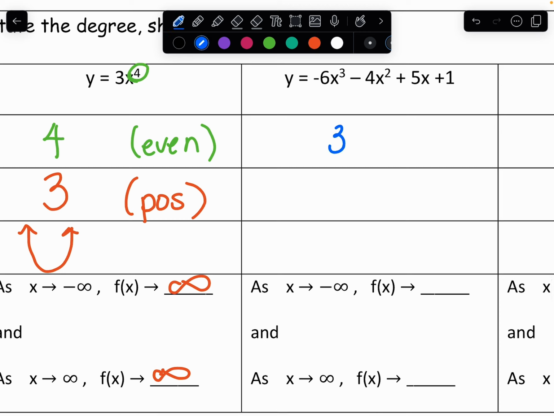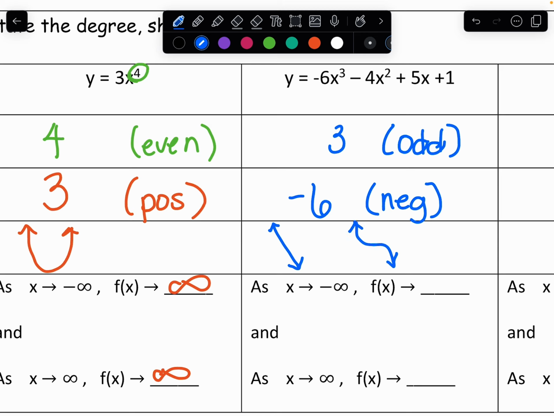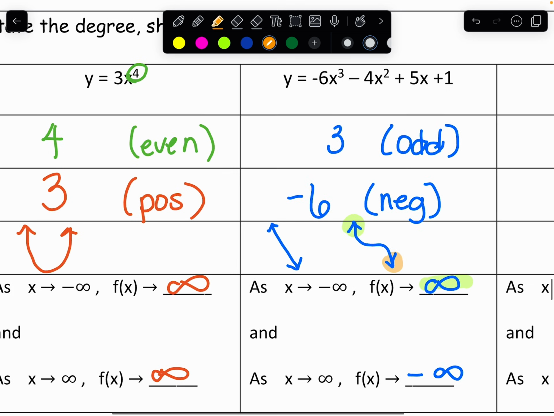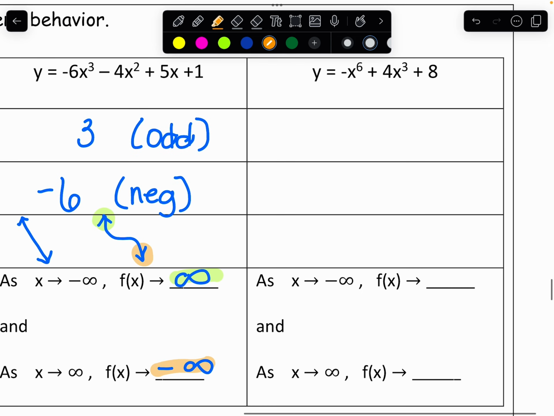Our next problem. Our degree is 3, which is odd. Our lead coefficient is -6, so it's negative. What it means is it's going to be going down, and it's going to look like this. It will have a little bit of a curve because it's not a perfectly linear function. And so we're going to be at positive infinity on the left, negative infinity on the right. You can kind of see that by having that shape image to help see that end behavior.